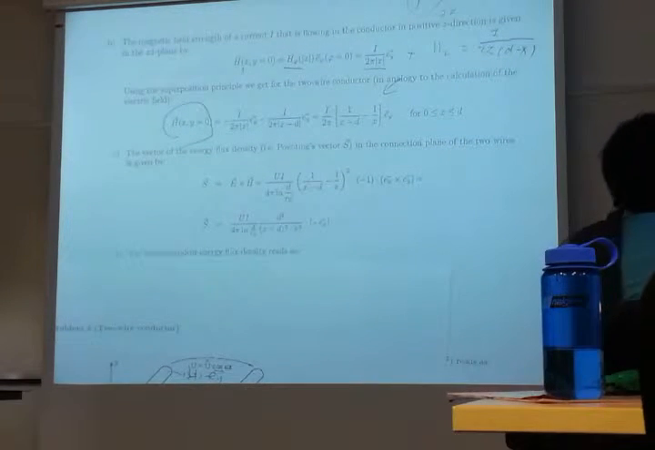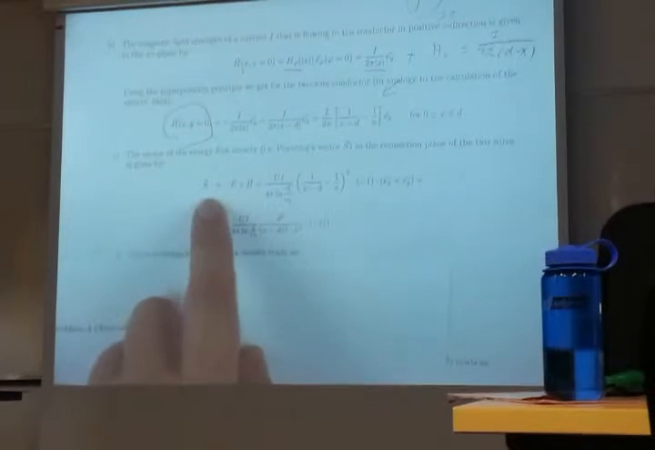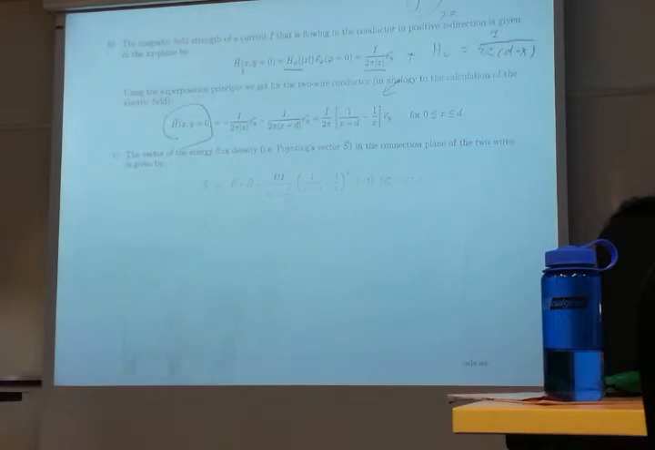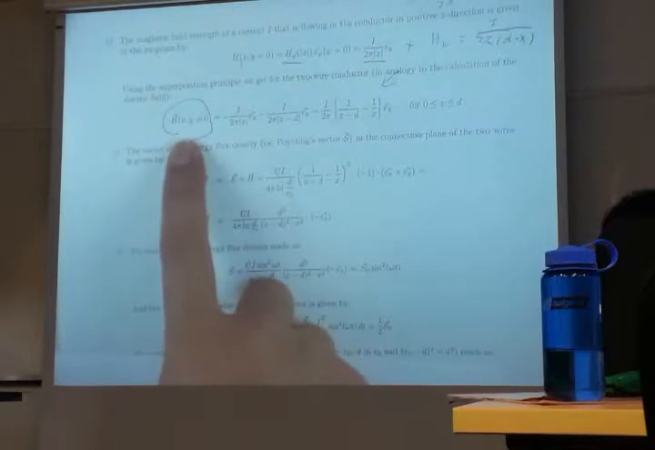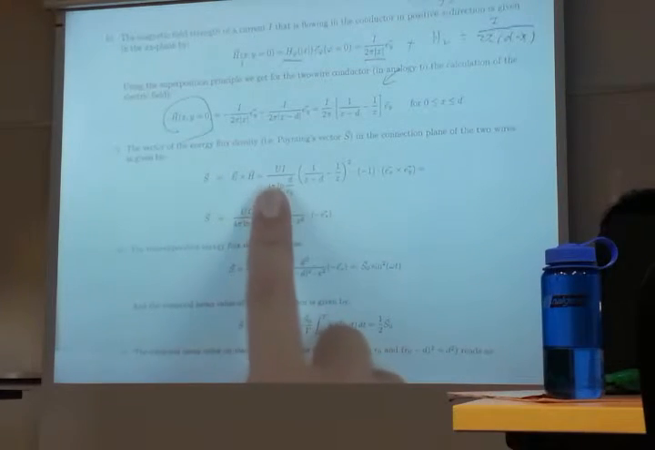So the next question is our old friend. He said, what is the Poynting vector? And you have the E here, and we have H just now. So you have E cross H.